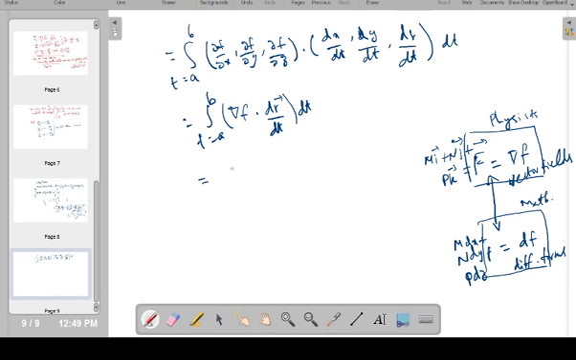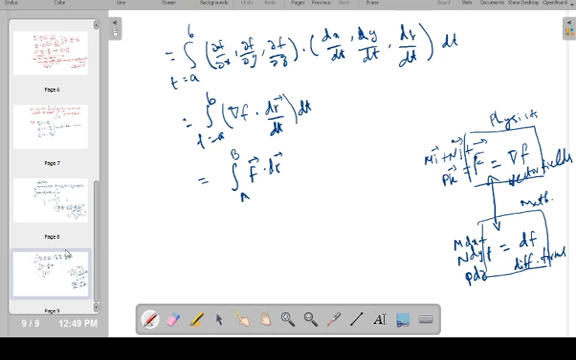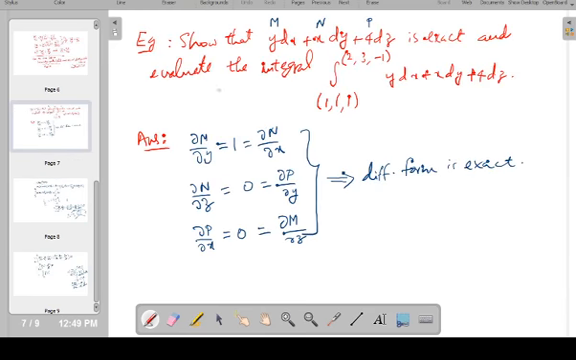So this is precisely the integral of F dot dr, the work done. This is precisely the integral from A to B of F dot dr. Why did I say this? Because you are asked to evaluate this line integral, but you have observed that this differential form is exact.